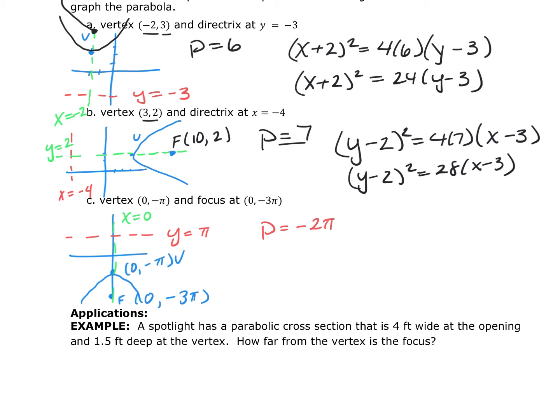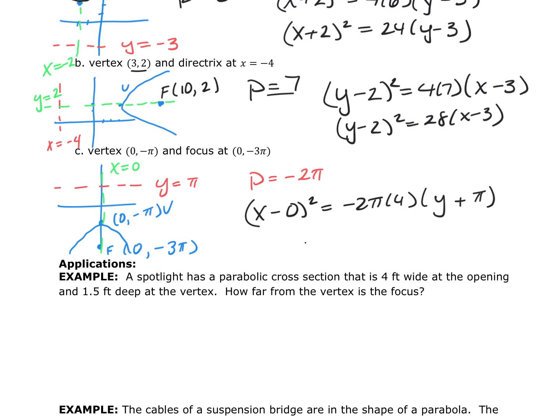Now I'm ready to find the equation. Because I am orientated with the parabolic shape facing down, I know my x is squared. So I have x minus 0, the quantity squared, is equal to negative 2 pi multiplied by 4, and then I have y. Y minus becomes a plus pi. So I have x squared is equal to negative 8 pi times the quantity y plus pi. And that is my equation.